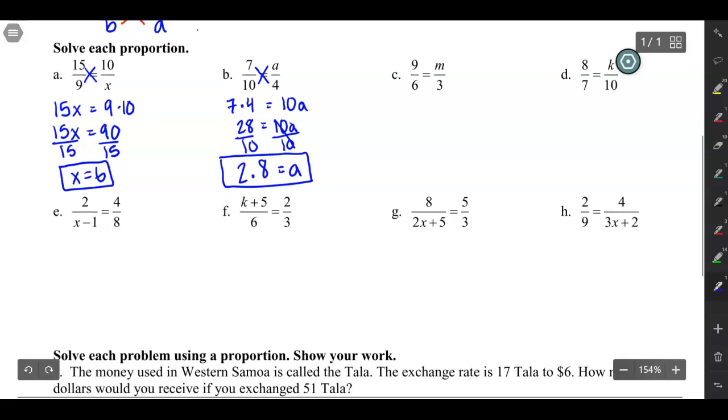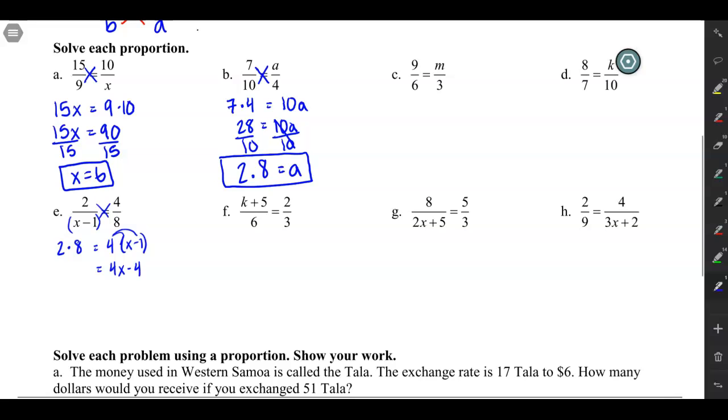Okay, so let's look at example E. 2 over x minus 1 is equal to 4 over 8. So what I'm going to do is cross multiply. But I'm going to do one thing before I actually multiply. I'm going to put this x minus 1 in parentheses. And I'll show you why that's important. So I'm going to get 2 times 8 is equal to 4 times (x minus 1). And I need to have those parentheses there because I need to multiply this 4 to the x and to the 1. So that right side of the equation will turn into 4x minus 4. And the name for that is distributing. So I'm distributing the 4 into the parentheses.